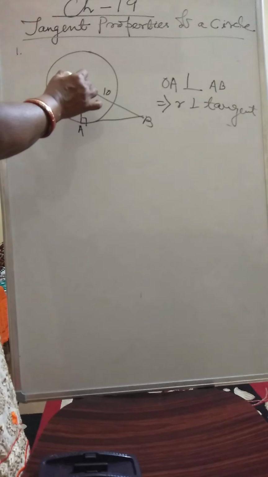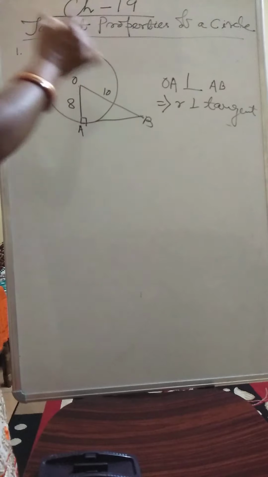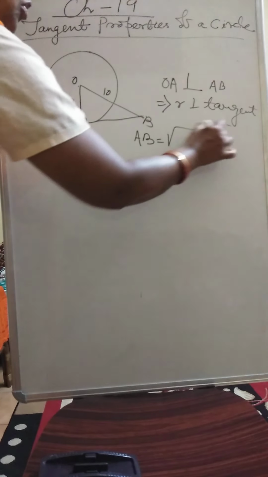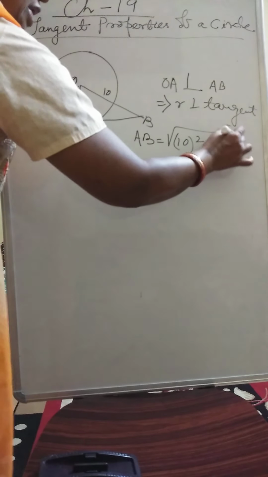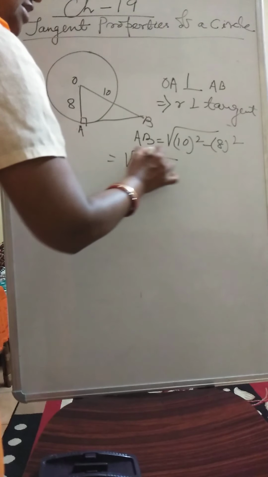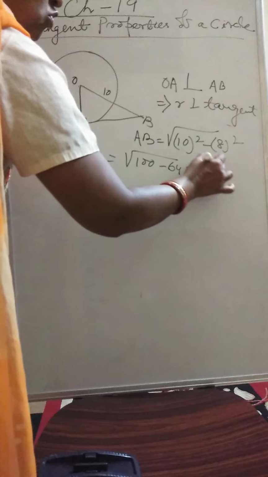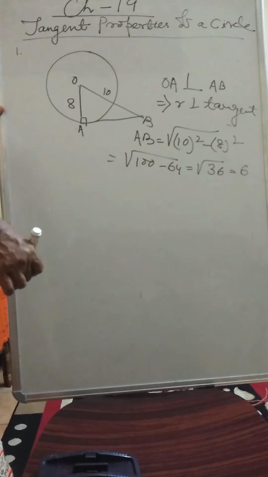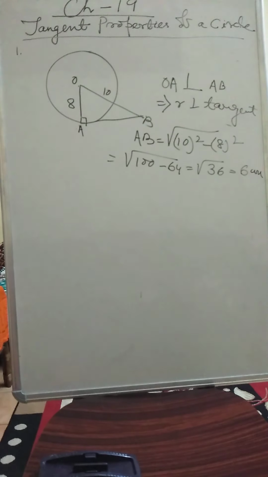Hence, by Pythagoras theorem, I am getting hypotenuse, I am getting perpendicular. I have to find out the base. Therefore, AB is equal to square root of 10 square minus 8 square, that is 100 minus 64, which is equal to 36 centimeter. So therefore, AB length or the length of the tangent is 6 centimeter.